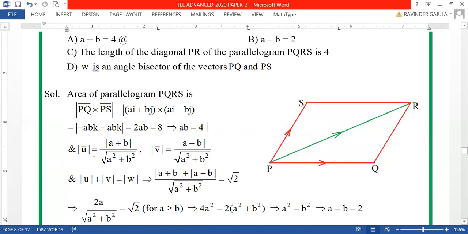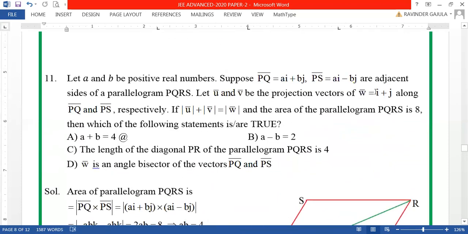Okay. Now what is the magnitude of U bar, which is the projection of W bar on PQ bar? The projection of W bar on PQ bar is W bar dot PQ bar by mod PQ bar. So W bar dot this one, divided by its magnitude.